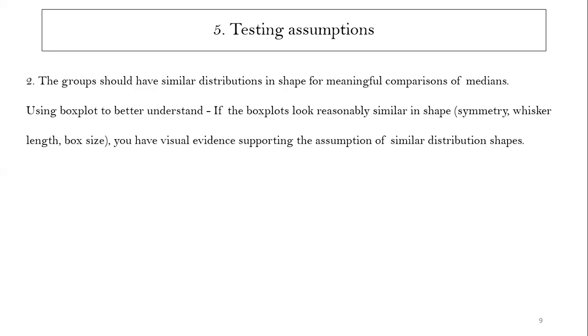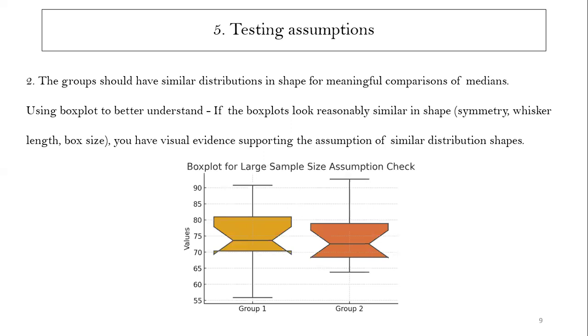Using box plots to better understand this: if the box plots look reasonable and similar in shape, that is symmetrical, with similar whisker length and box size, you have visual evidence supporting the assumption of similar distribution shapes. As you can see in the diagram here, if you look at this box plot for large sample size, something you check, look there, the median here, they are very similar in shape. You can make comparisons there.